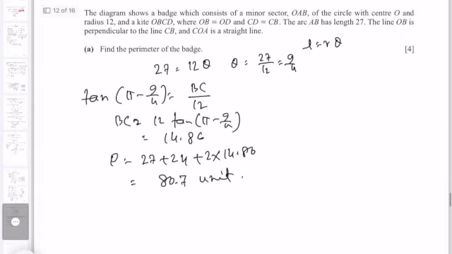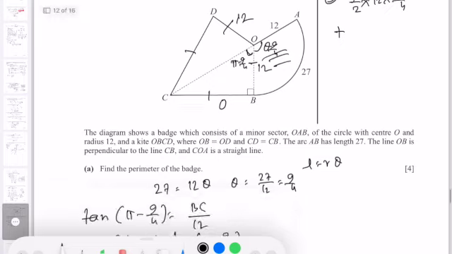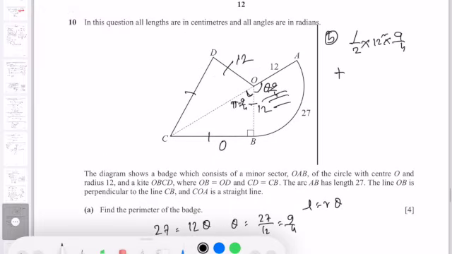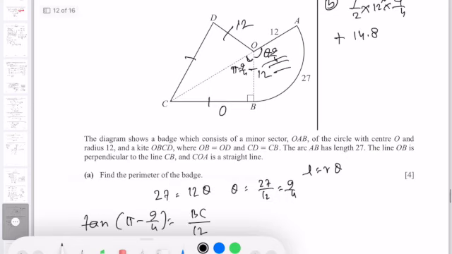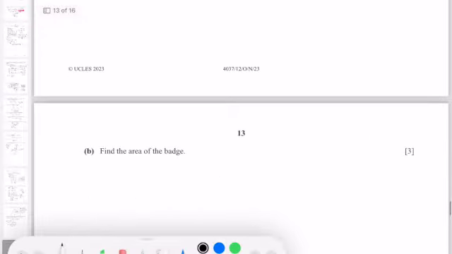Find the area of the patch. Okay, we are finding the area. So first of all, this part is half r squared theta, half 12 squared theta. Theta is 9 by 4, first part finished. Then there are two triangles, plus half into 14.86 into 12. Since there are 2 triangles, half into 2. Okay, that's great. This is the area of the patch.